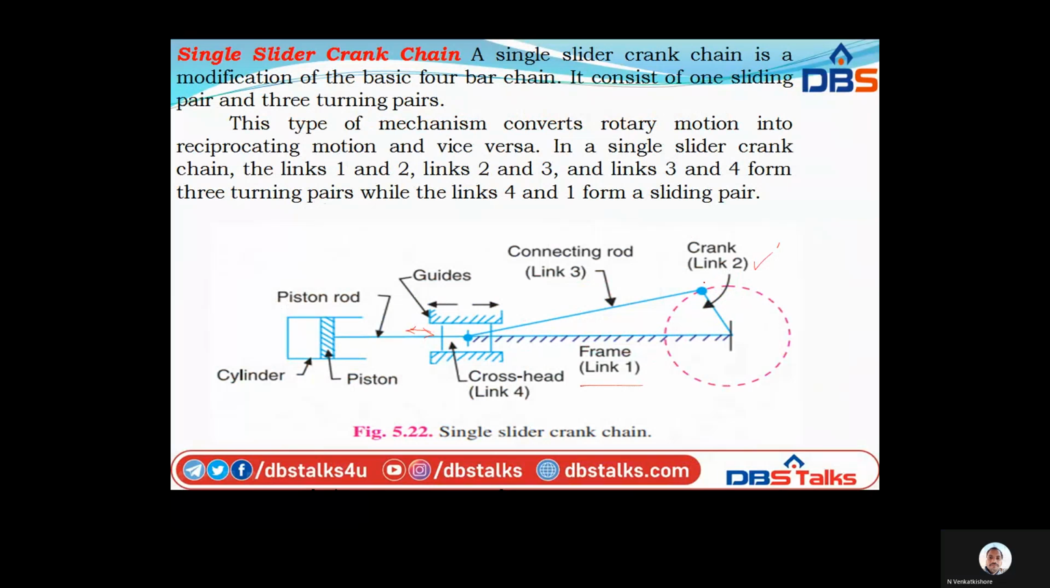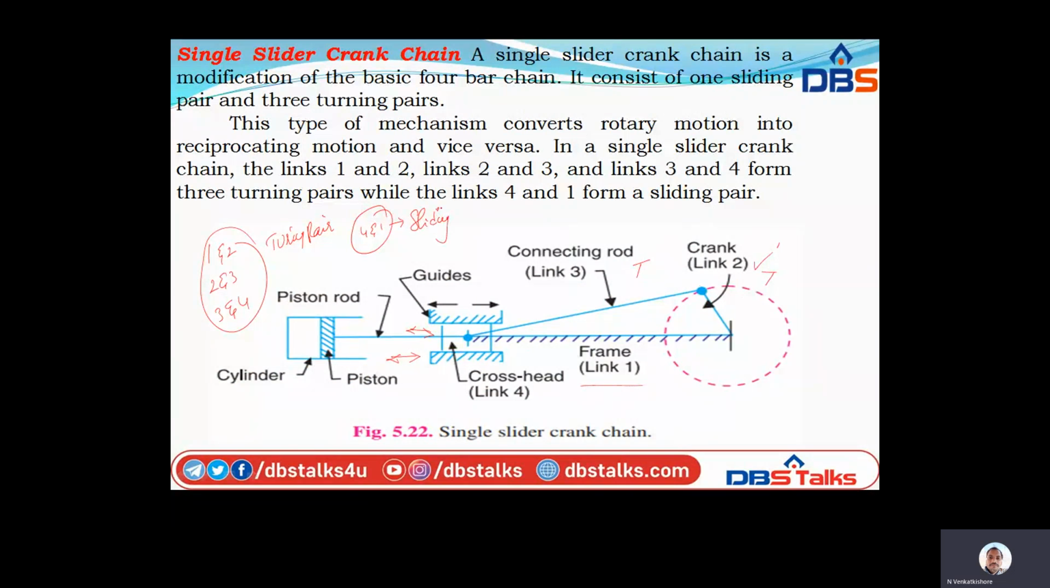The crank is rotating 360 degrees, so it is called a turning pair, and the crank to connecting rod, the connecting rod is also rotating with respect to the crank, so it is also a turning pair. And at the same time, links 3 and 4, which have the crossheads, form the turning pair, and finally it is a sliding pair for the movement of the piston. So these are the guides, and the movement of the piston is reciprocating. So 1 and 2, 2 and 3, 3 and 4 form turning pairs, and 4 and 1 forms the sliding pair.